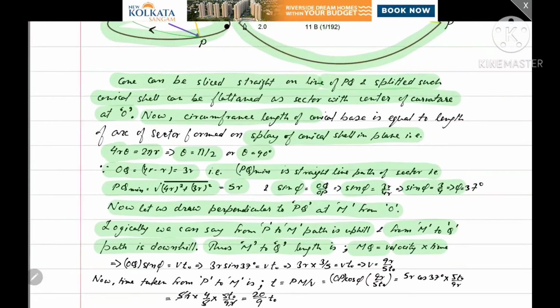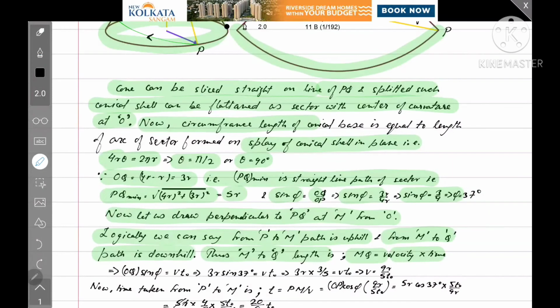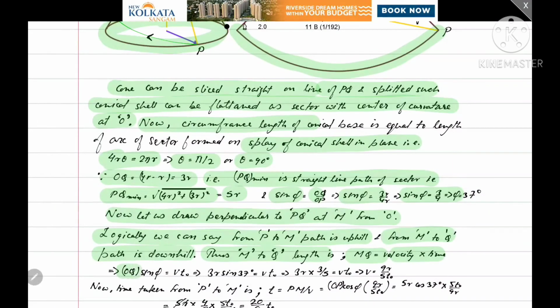OQ is 3r. We can check. Here we can say OQ sin phi is equal to velocity into time t naught. This speed is constant v. Then 3r sin 37 degree is equal to vt naught. Sin 37 degree is approximately 3 by 5. Then 3r into 3 by 5 is equal to Vt naught. It means that constant speed of car for traveling on this path is 9r by 5t naught. Here we had taken what is the speed on this path.